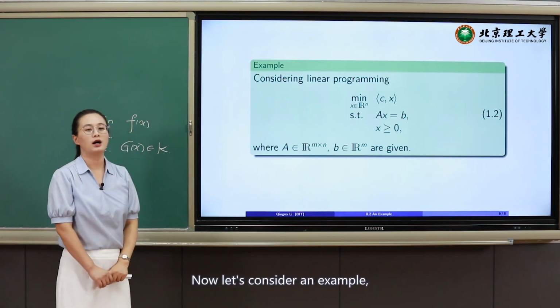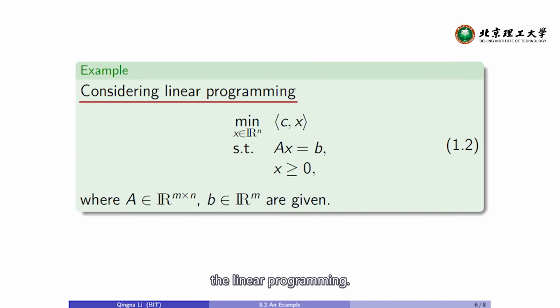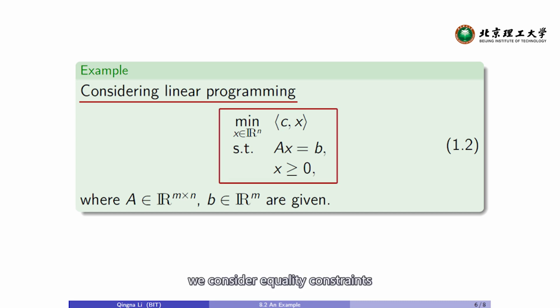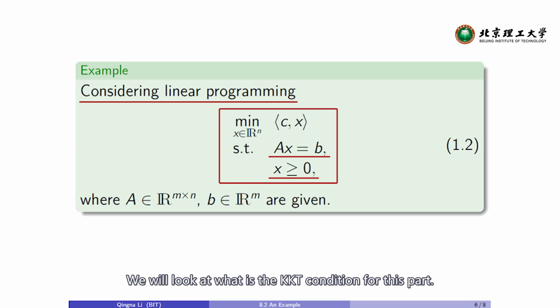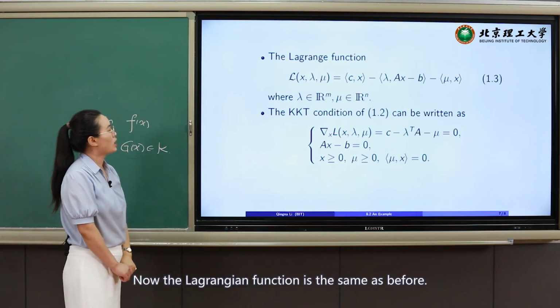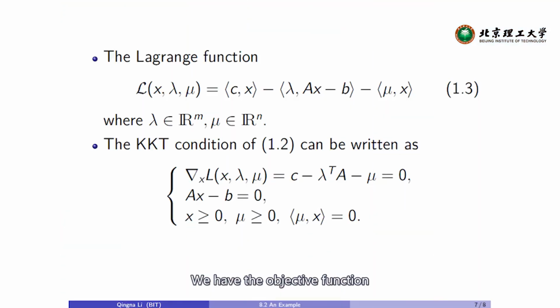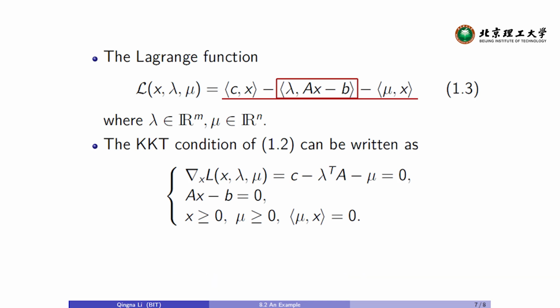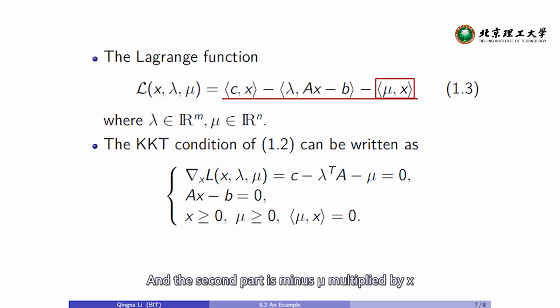Now, let's consider an example, which is again linear programming. In this example, we consider equality constraints as well as non-negative constraints, and we will look at the KKT condition for this problem. The Lagrange function is the same as before: the objective function minus the inner product of lambda and the equality constraints, where lambda is the Lagrange multiplier, and minus mu multiplied by x, where mu corresponds to the non-negative constraints.